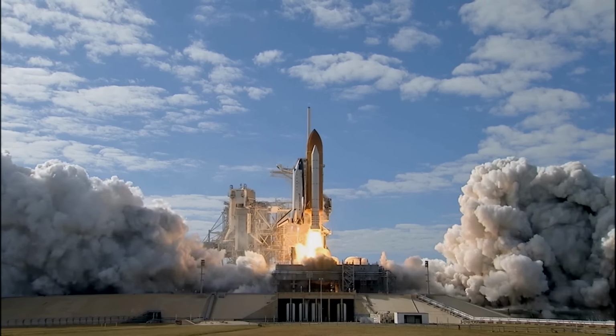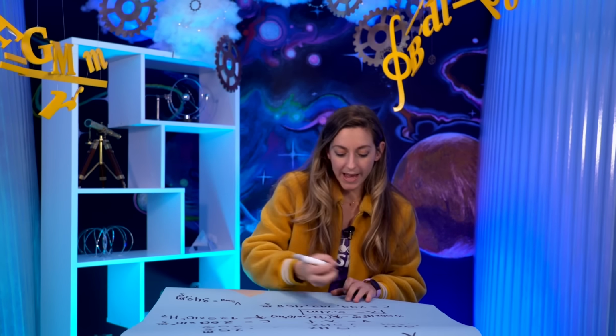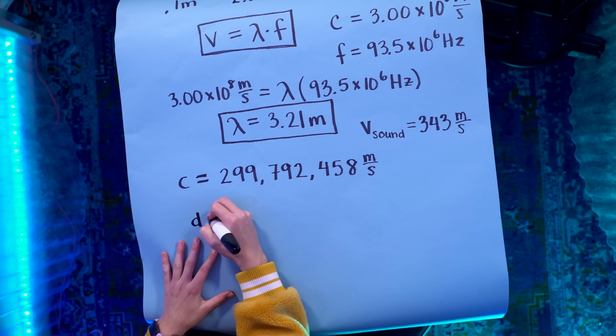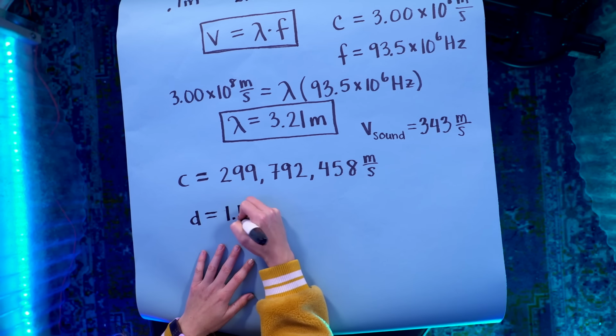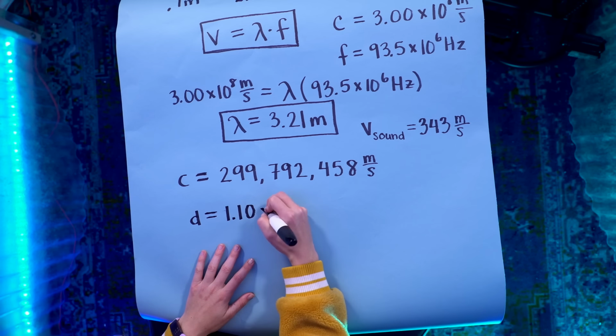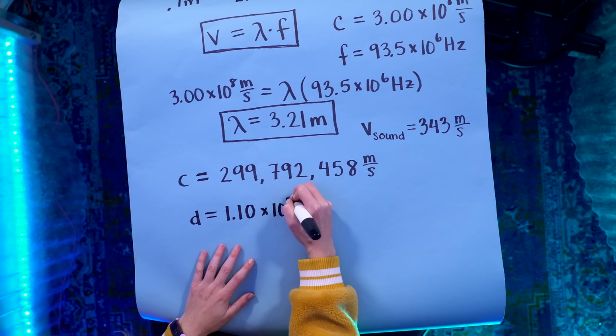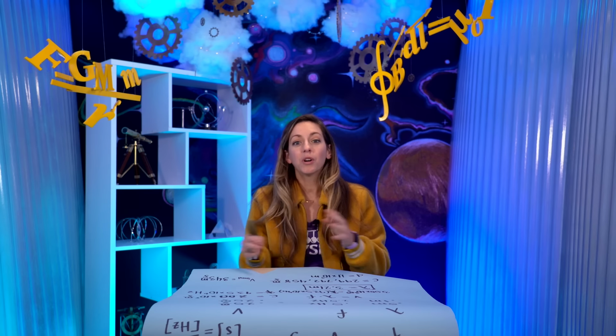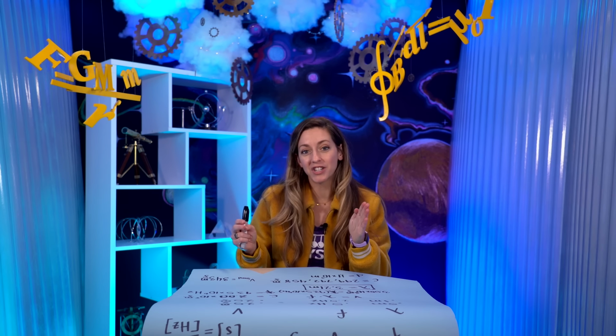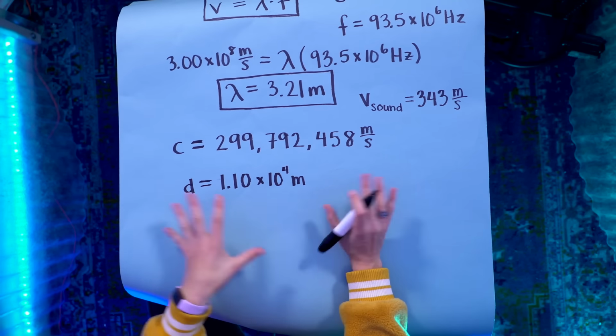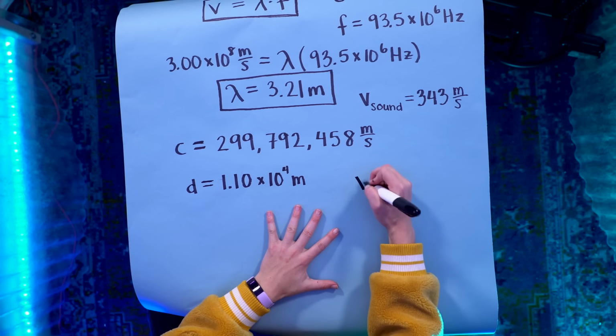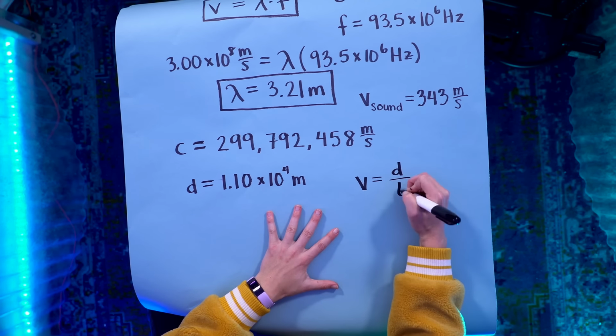If you're ever lucky enough to go see one, someday, I hope, then say you're standing 11 kilometers away, so that's your distance away. 11 kilometers, that's 11,000 meters. So say my distance is 1.1 times 10 to the 4 meters. I want to know how long it would be between when you see the ignition and you hear the rumble. Okay, so I'm going to use an equation from our early kinematics lessons. Velocity equals distance per time.